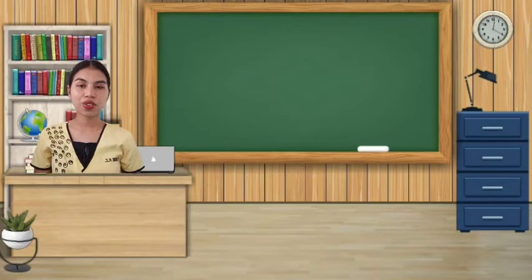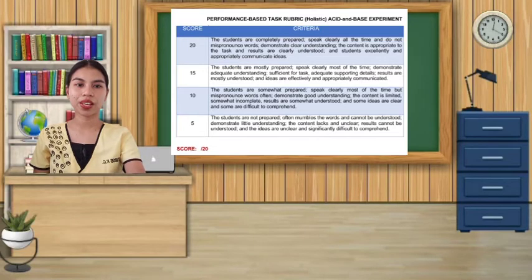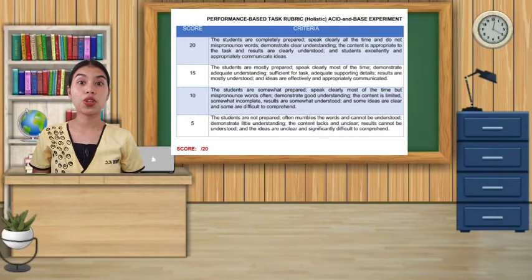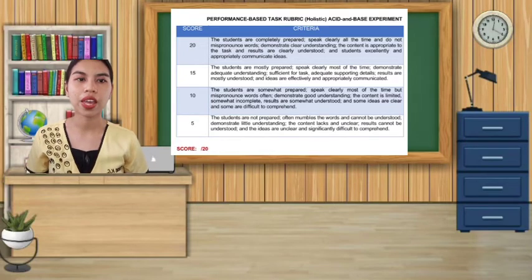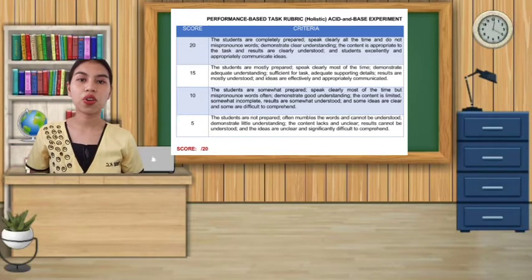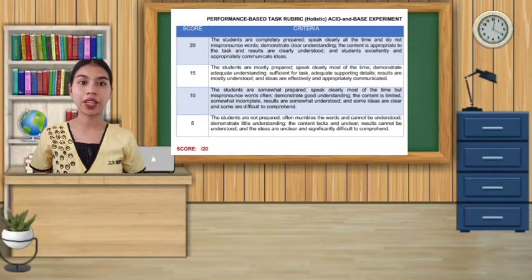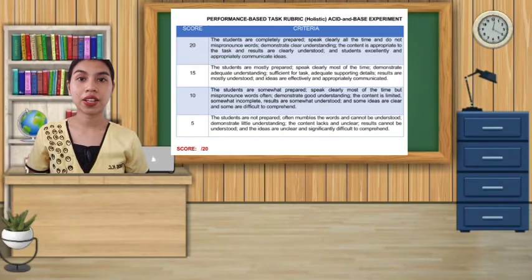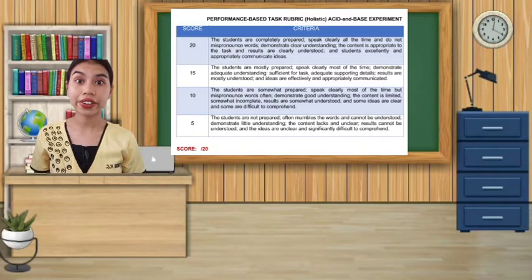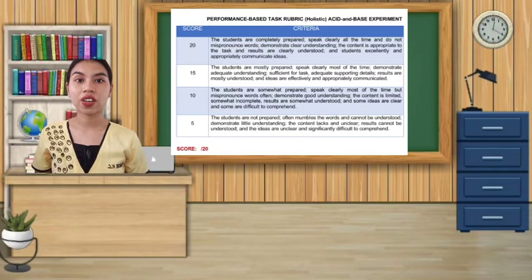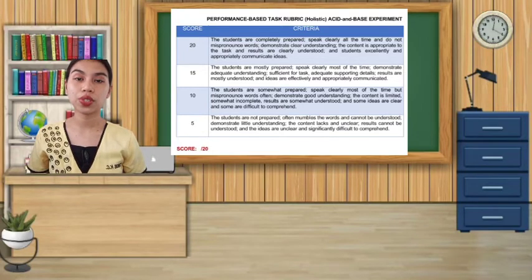As you can see in the holistic rubric, there are two columns which are the score and the criteria. And there are several criteria but only a single score will be yielded out of these criteria. So if you evaluate your students to be, for example, in this rubric of mine, completely prepared to speak clearly and can demonstrate clear understanding, definitely you will give your students a score of 20 over 20.